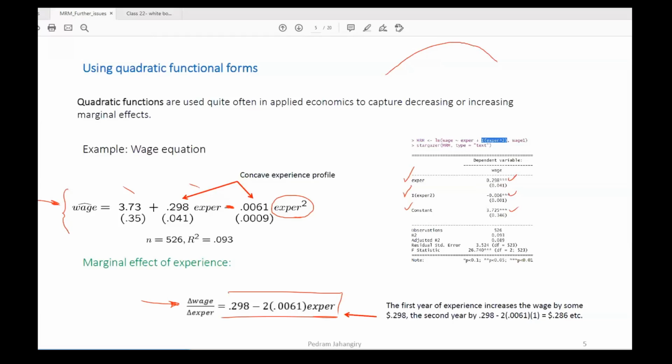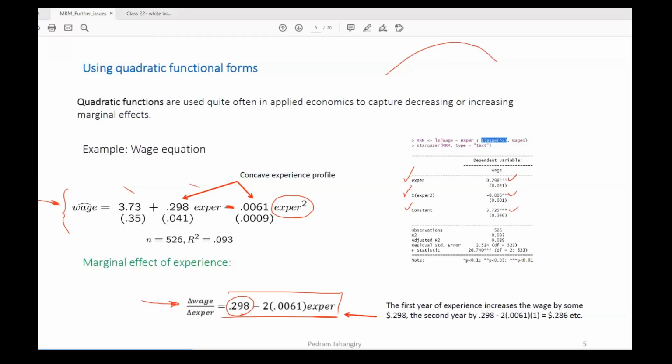What does this mean? This is the marginal effect of experience on wage, right? So how do I interpret that? I say that the marginal effect of experience on wage is going to be equal to 0.298 only if the experience is equal to 0, right?